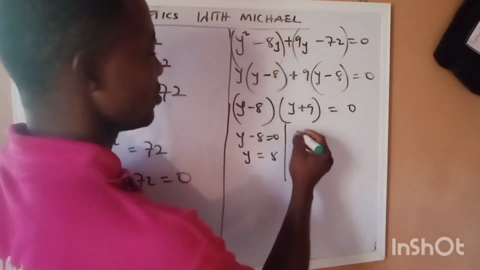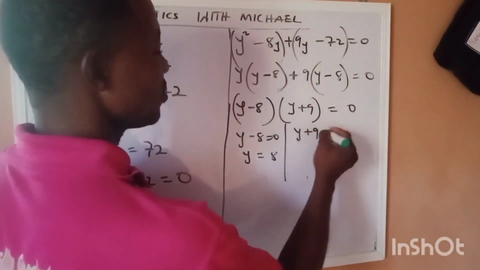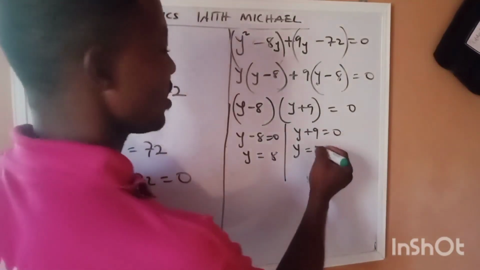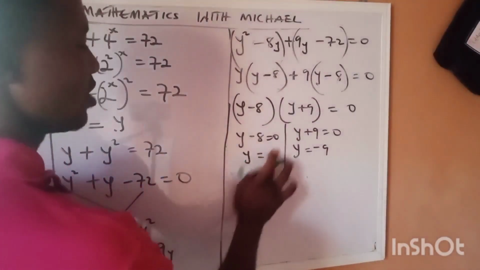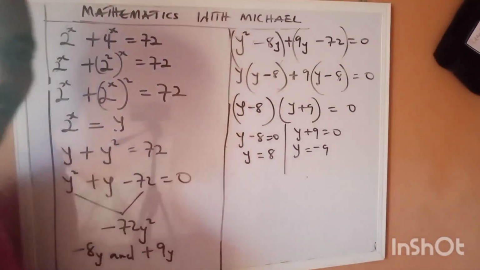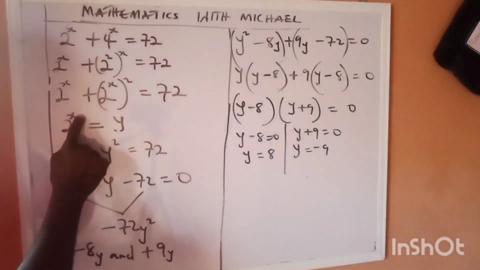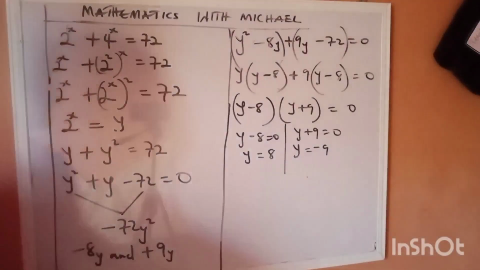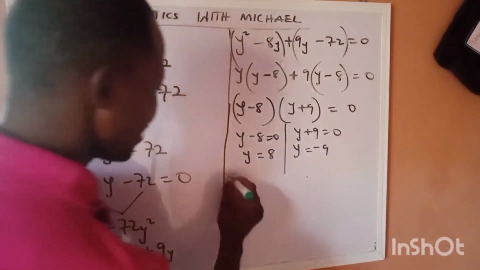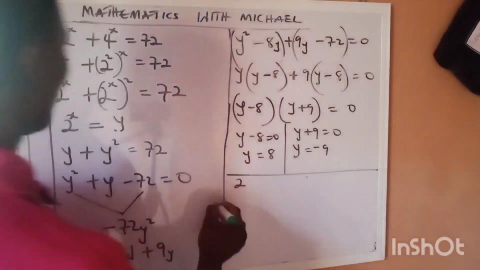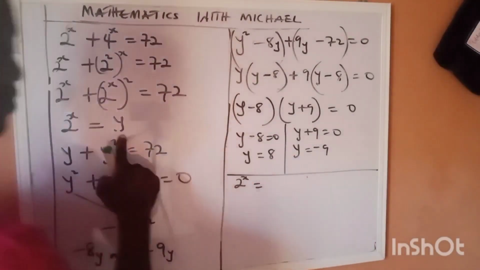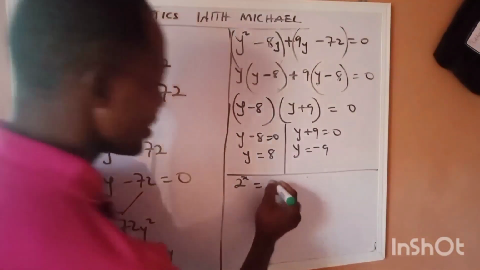Or y plus 9 equals 0. So if y plus 9 is equal to 0, my y will be, me moving positive 9 to the other side, negative 9. So I'm going to pick the positive answer. y equals 8. Don't forget, I said 2 raised by x is equal to what? y. So anywhere I see y now, I represent it with what? 8. So I'm having 2 raised by x equals, instead of writing y, I'm going to write 8.